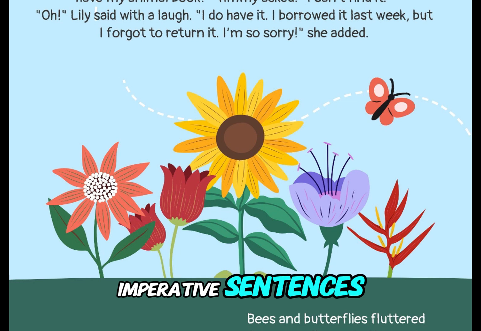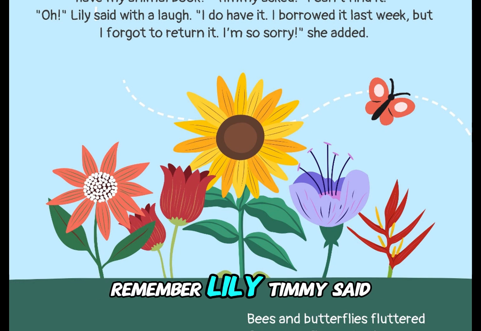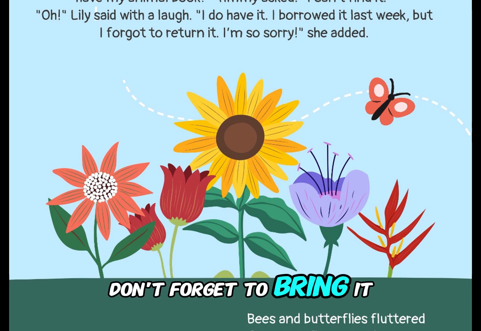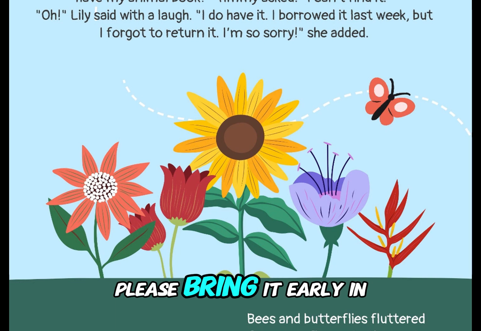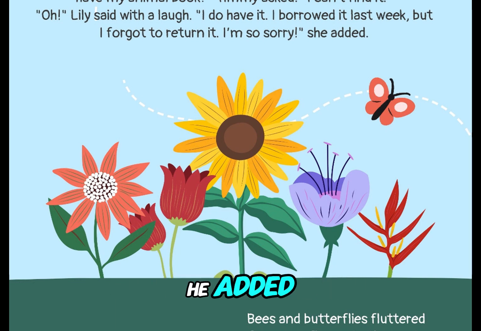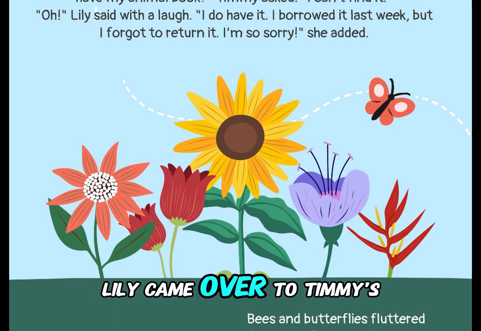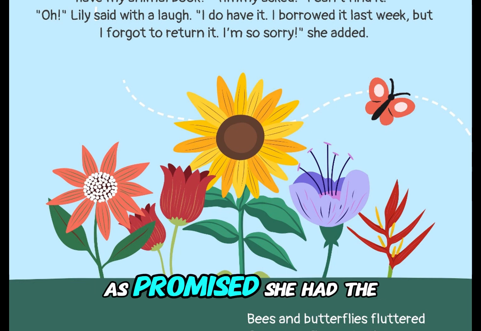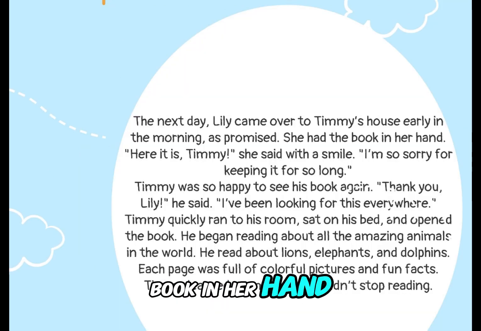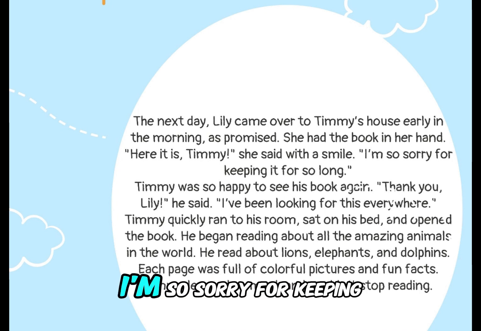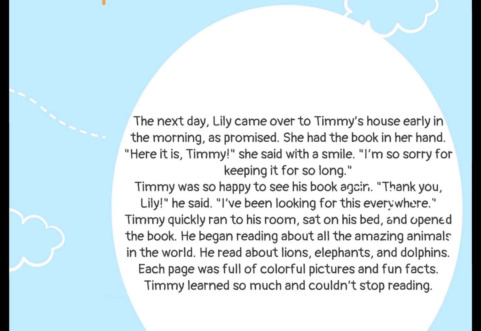Imperative sentences. "Remember, Lily," Timmy said, "don't forget to bring it back." "Please bring it early in the morning," he added. The next day, Lily came over to Timmy's house early in the morning, as promised. She had the book in her hand. "Here it is, Timmy," she said with a smile. "I'm so sorry for keeping it for so long."